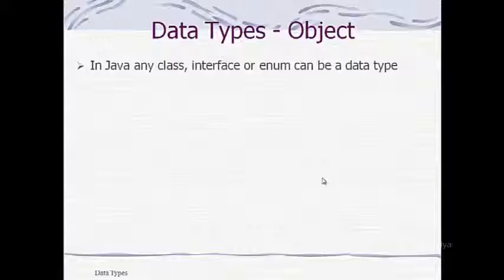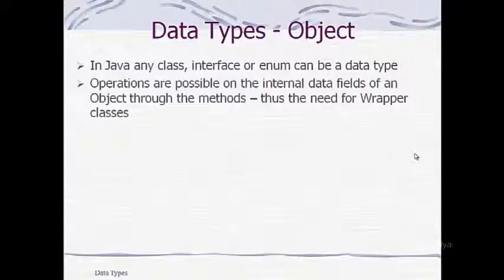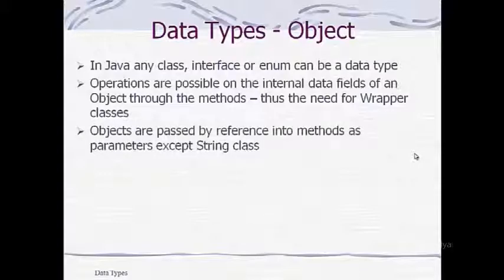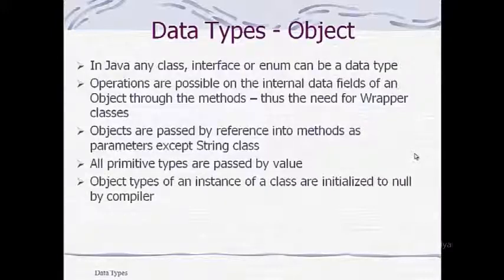Object data type. In Java, any class, interface or enum can be a data type. Operations are possible on the internal data fields of an object through the methods. Thus, the need for wrapper classes. Objects are passed by reference into methods as parameters except the String class. All primitive types are passed by value. Object types of an instance of a class are initialized to null by the compiler.